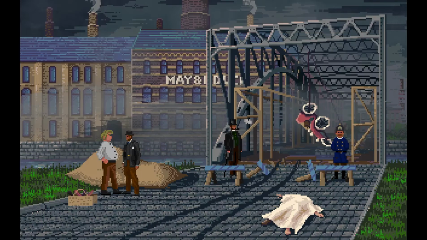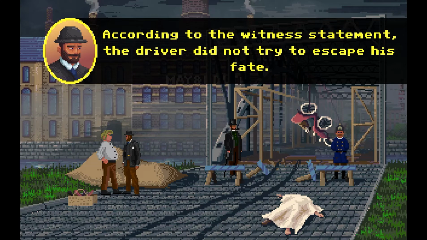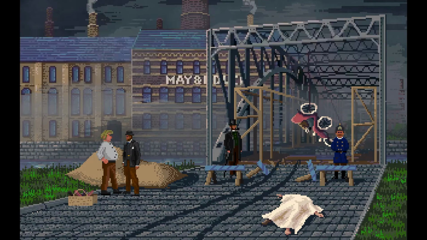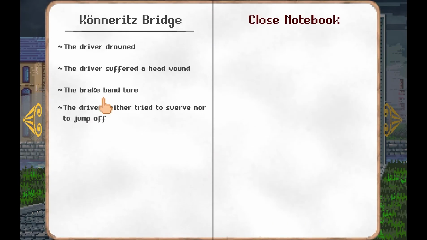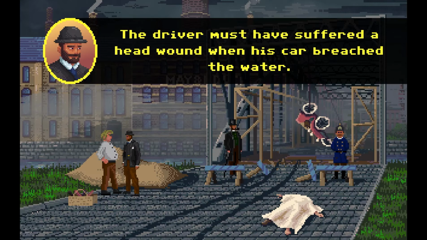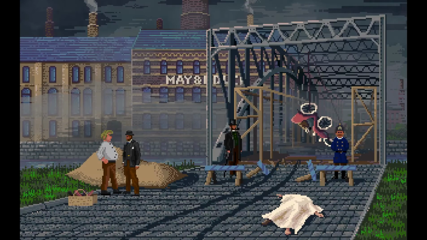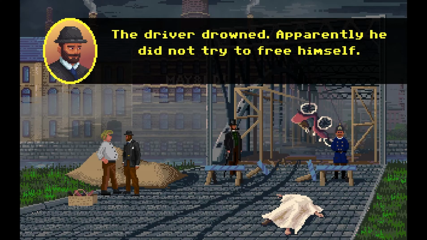Okay. Laut der Zeugenaussage versuchte der Fahrer nicht seinem Schicksal zu entkommen. Was wollen Sie denn noch? Das wissen Sie doch von mir. I just said that to him by accident. Der Fahrer erlitt eine Kopfwunde, als er mit dem Wagen ins Wasser fiel. Darüber weiß ich nichts. I don't know anything about that. Der Fahrer ist ertrunken. Anscheinend hat er nicht versucht, sich zu befreien.